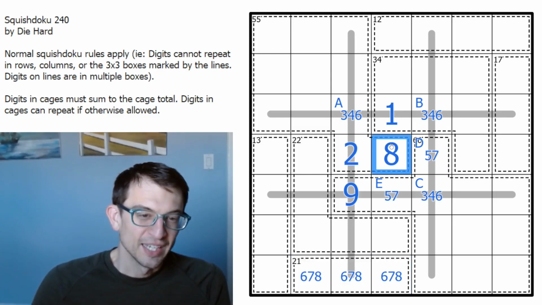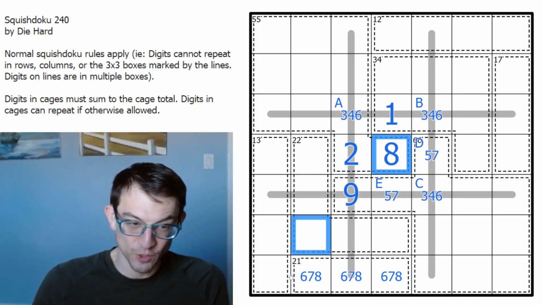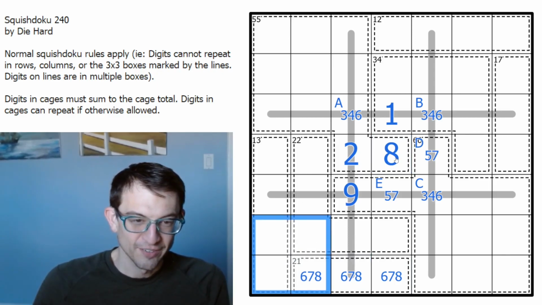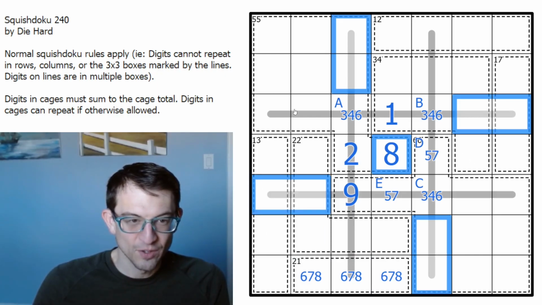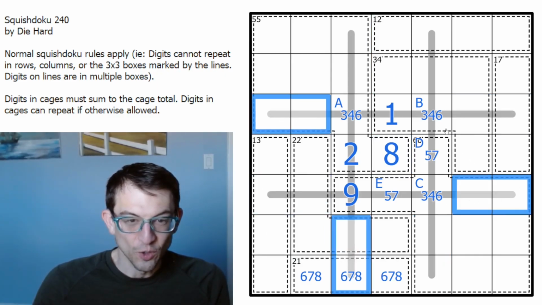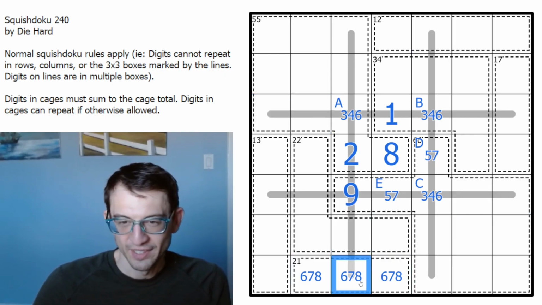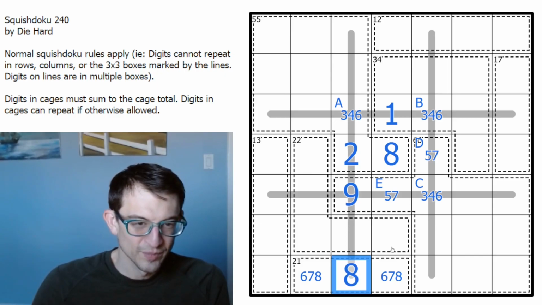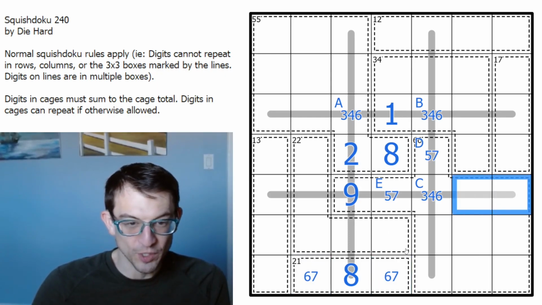But if we think about where the center square in squishdoku goes, remember, it doesn't go in a corner box. It's one of these windmills. It's either like that or it's like that. So the only place 8 can go in this 6, 7, 8 cage is here on the line. In fact, 8s are only going to go on lines from now on. And once I place this 8, now I know which way around the windmill it goes.